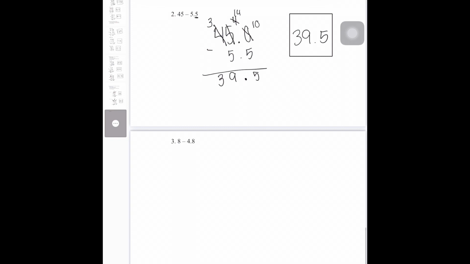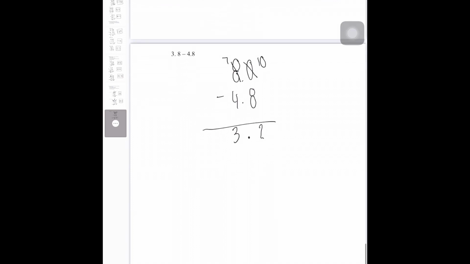Our last question is going to be 8. Don't forget your decimal and your 0. Minus 4.8. So, the question is again, can you take 8 out of 0? Well, no, you can't. So you're going to have to borrow 1 from 8, which will bring that to 7. And this will become 10. 10 minus 8 is 2. Bring down that decimal. 7 minus 4 is 3. We have 3 and 2 tenths.